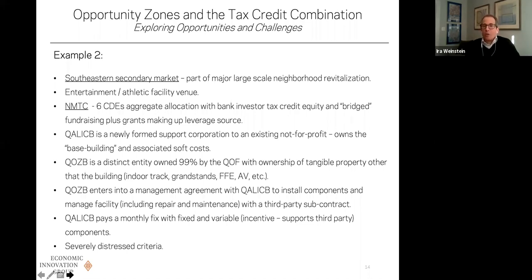So a unique structure here that, again, pretty complicated, but allowed for all the dollars to come in effectively to navigate some of the tax issues, both structuring and what will be on the back end of this, but also create some upside for the venue itself and the potential that the QOZB sale potentially at the end of 12 years would generate some significant tax benefit to the owners of the QOF. And here again, we had severely distressed criteria that were met.